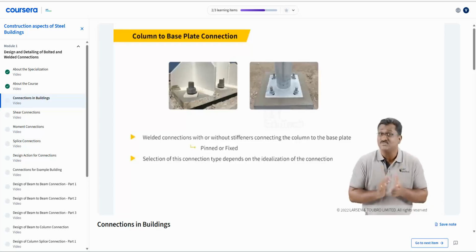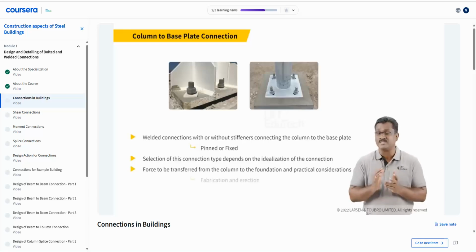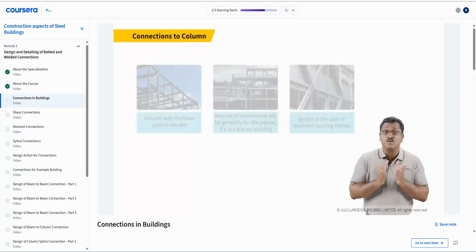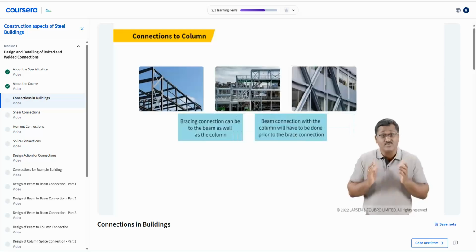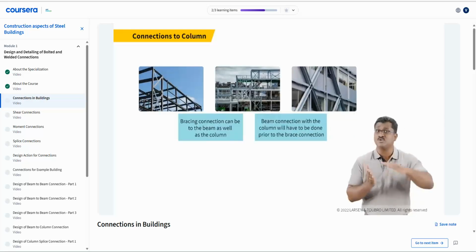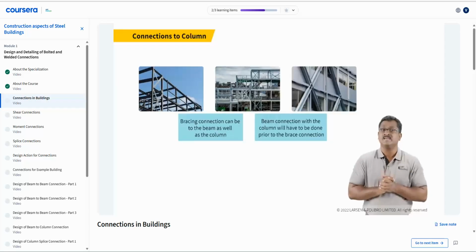The selection of this connection type depends on the idealization of the connection, which is pinned or fixed, the force to be transferred from the column to the foundation, and practical considerations like fabrication and erection. Once the column with the base plate is erected, the next set of connections will be generally for the braces if it is a braced building, or beams in the case of moment resisting frames. In some of the braced buildings, the bracing connection can be to the beam as well as to the column. In such cases, the beam connection with the column will have to be done prior to the brace connection. So, let us look into the beam to column connection first.